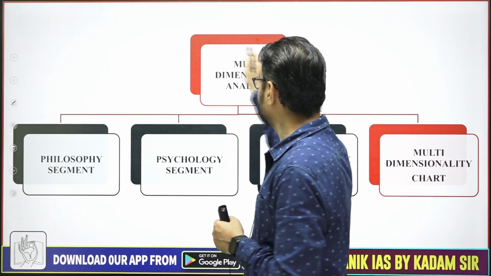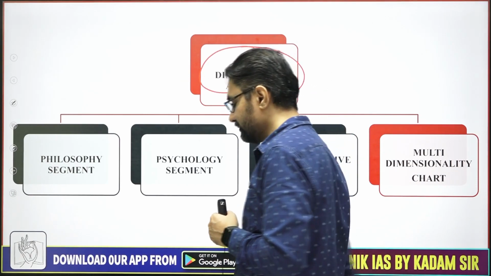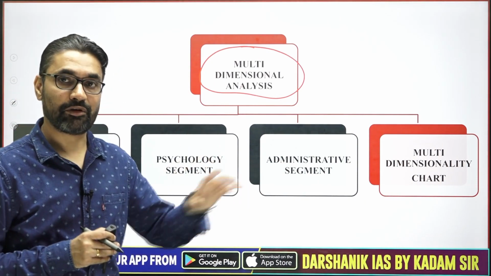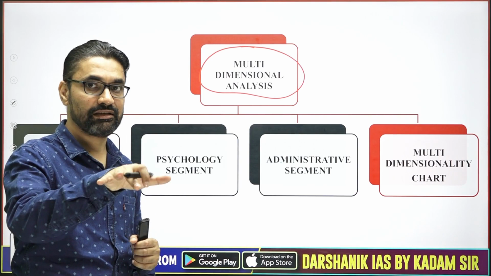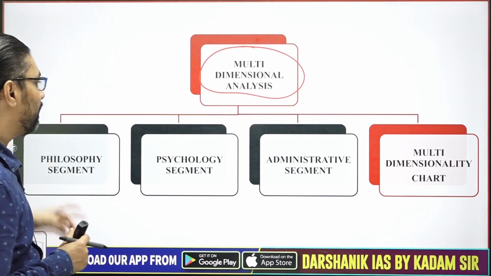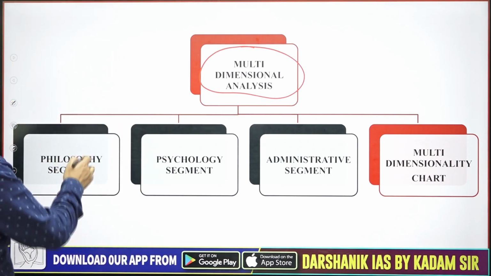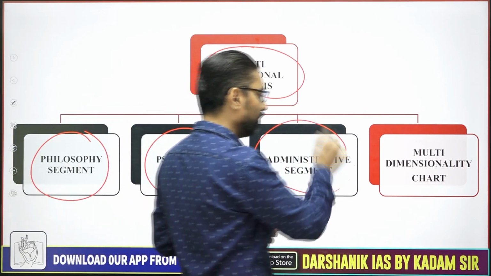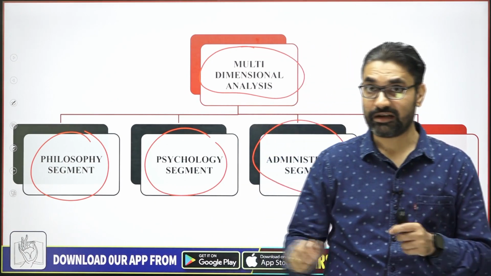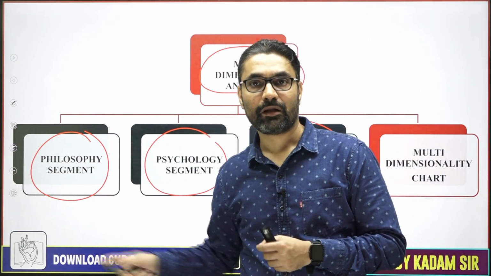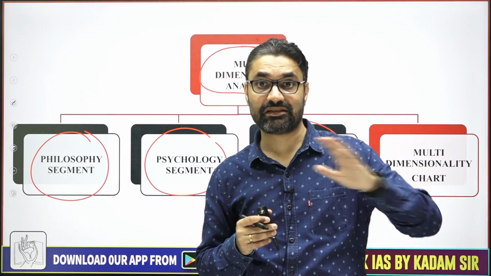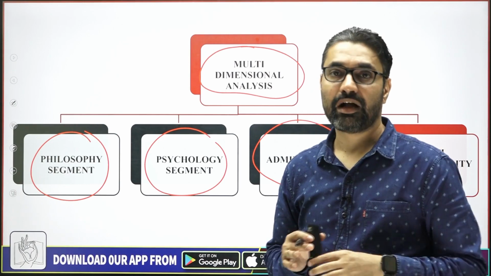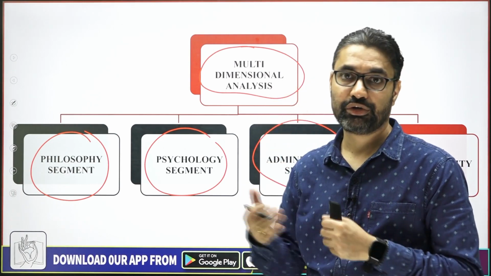But right now, guys, for multidimensional analysis, remember one important point: how to do that in the ethics paper. What I mean by multidimensional analysis in the ethics paper is that you need to go over the philosophy segment, psychology segment, and administrative segment of your syllabus. Your entire syllabus is classified in these three segments. I have discussed one lecture on that, the UPSC syllabus discussion. Do go through that lecture, where you will get a comprehensive idea about the syllabus and what points you need to study.